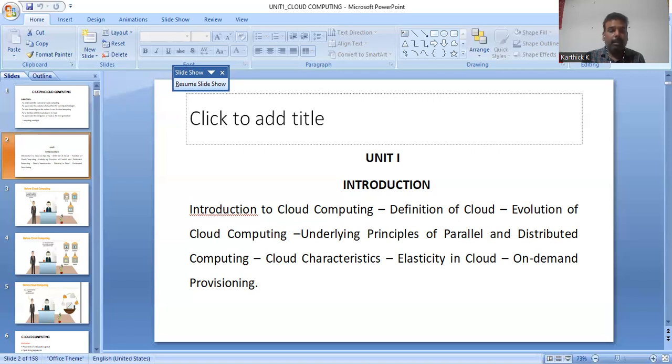First, the public cloud allows systems and services to be easily accessible to the general public. Public cloud may be less secure because of its openness. Examples are Google and Facebook.